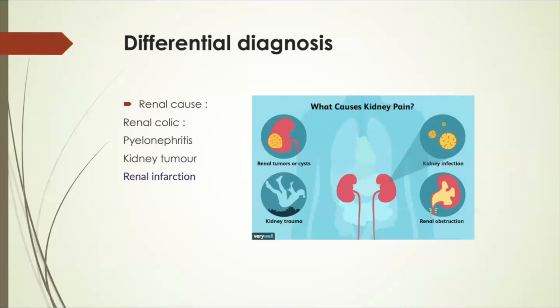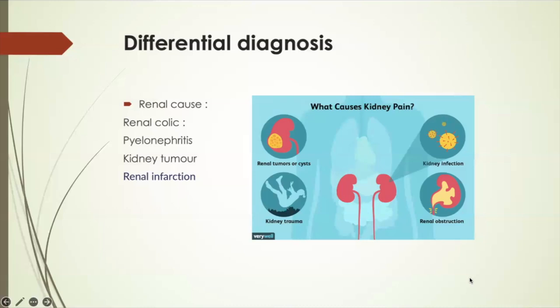The patient comes with gradual onset of pain and maybe painless hematuria. Also, I will talk about renal infarction. Renal infarction is frequently misdiagnosed. Initially, the patient comes as acute renal colic, pyelonephritis, or acute abdomen.